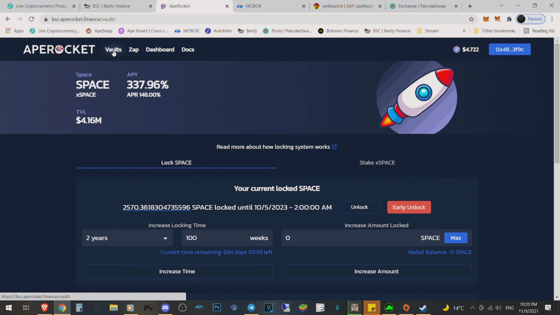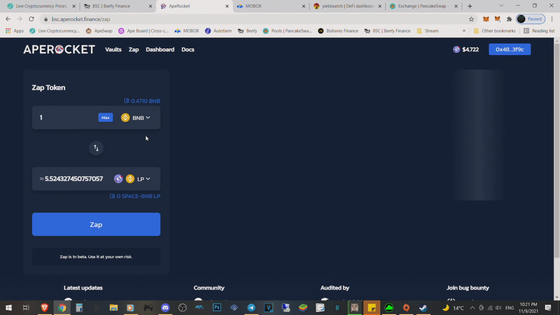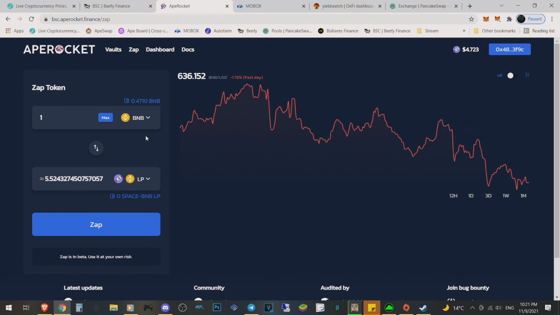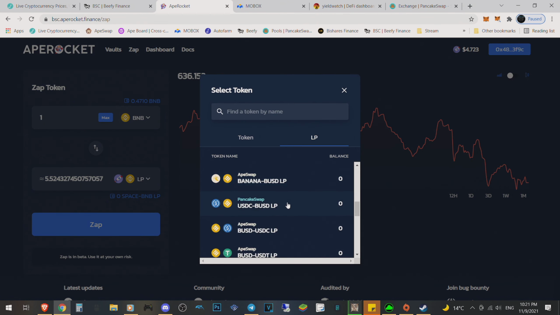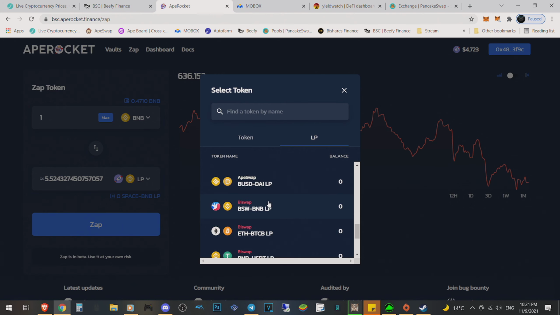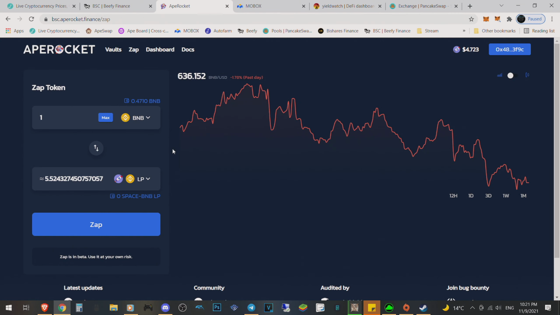I explained everything as good as I can on how APEROCKET works. They have also a zap function over here, which I don't use, but it is very useful if you don't know how to create LPs. LP stands for liquidity provider. So if you take, for example, one BNB and you want to make an LP, you could say LP here, and then you could select one of these LPs, right? And then you could combine them together and stake them on the website. It's pretty straightforward, very easy. You can also do singular transactions with one token to the other, which is pretty nice.